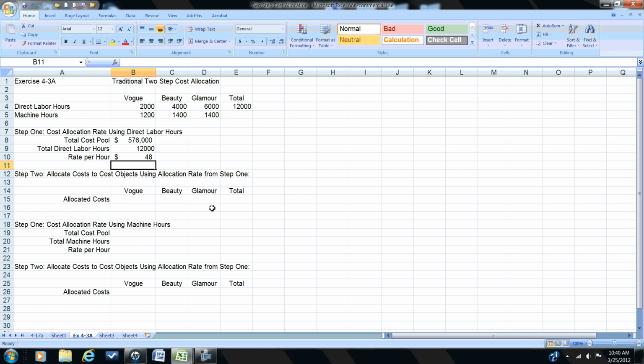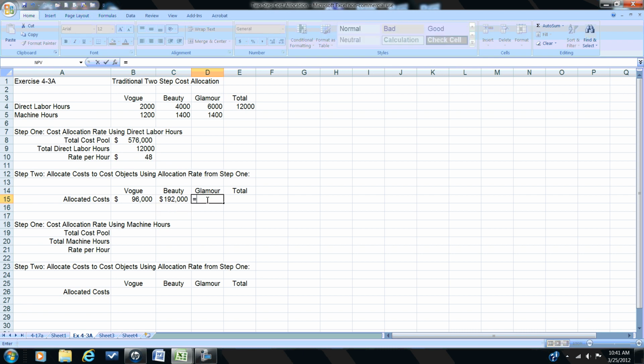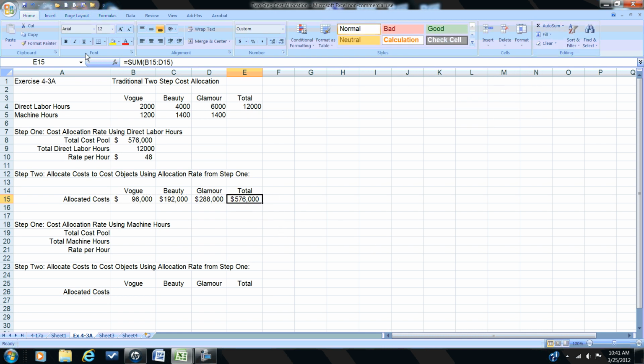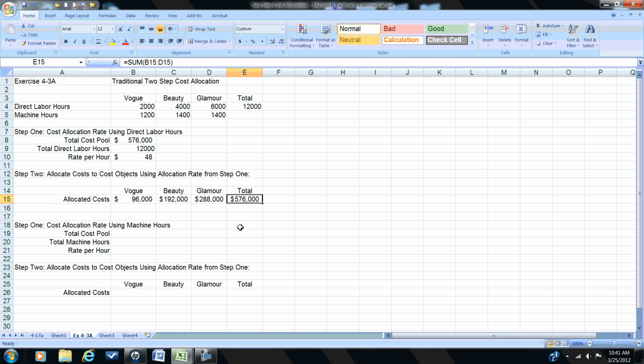The second step is to take that rate and apply it to each of our products. So for Vogue, we have 2,000 direct labor hours. We'll multiply it by the rate of $48 per hour. And we'll do the same with our other products. We'll then total our allocations, and we know we have got it correctly if our total allocated equals our cost pool.